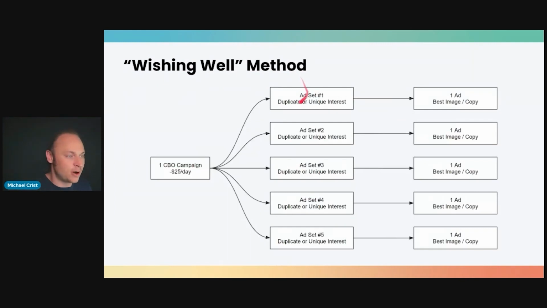Next, we have the wishing well method. So this is one CBO campaign with a $25 a day budget with 5 ad sets. Okay, each of the ad sets can be a duplicate interest or a unique interest inside the campaign. And then hanging off of each ad set is your best image or ad copy.